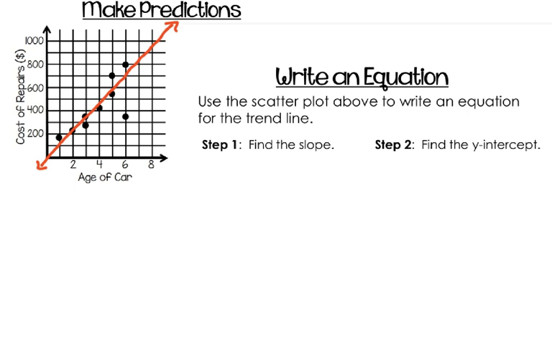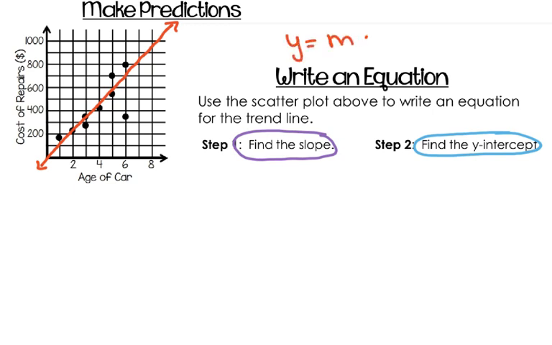So there's a couple of ways to do this. What we really need to do is to find the slope of the line we drew and to find the y-intercept. So we've done this before. So when we are writing an equation, just like we have in the past, it's in the form y equals mx plus b. We need to find our slope, or our m, and our b, our y-intercept.